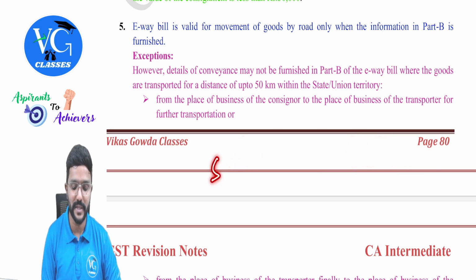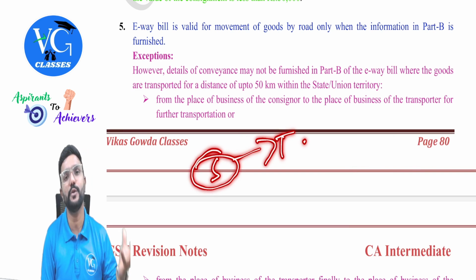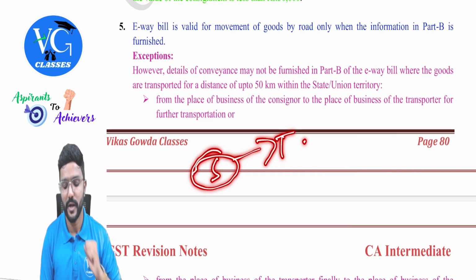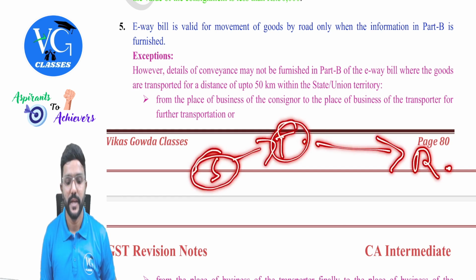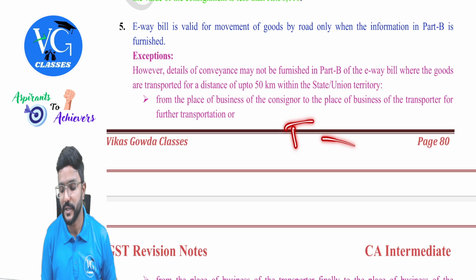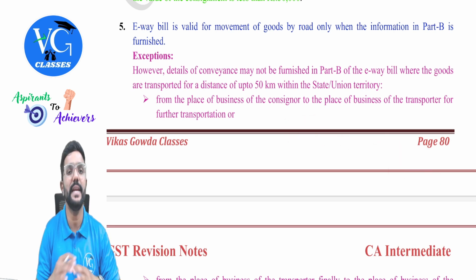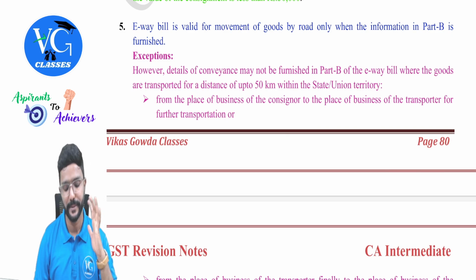Only if goods are going from the supplier's place to the transporter's. Assume it is going from the supplier's factory to the transporter's godown, or from the transporter's godown it is going to the recipient's place. If it is one way, that is from supplier to transporter, or from transporter's place to recipient, and it is within 50 km and within the same state, they are telling Part B is not mandatory.